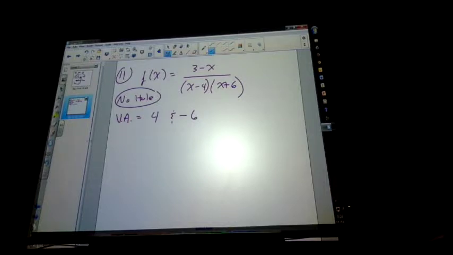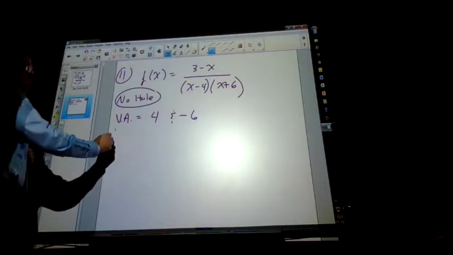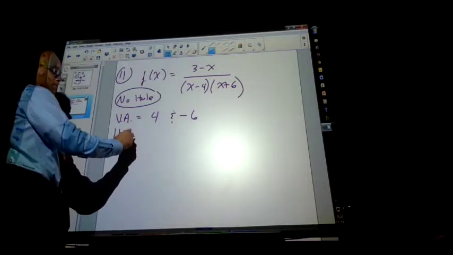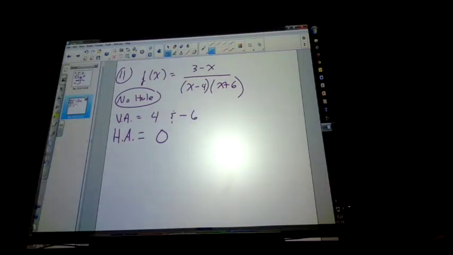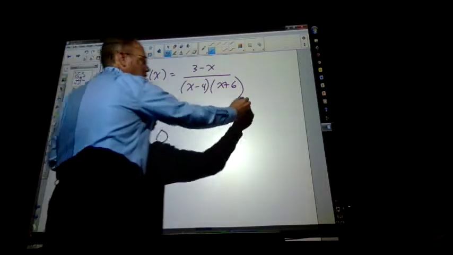Now, here's a hard one sometimes. What is our degree on top? 1. What would our degree on bottom be? 2. Why 2? Right, if I were to FOIL the binomials on bottom together, I'd have x squared on bottom. I have x to the first on top. So if my degree on top is smaller than my degree on bottom, what is my horizontal asymptote? 0. Good.